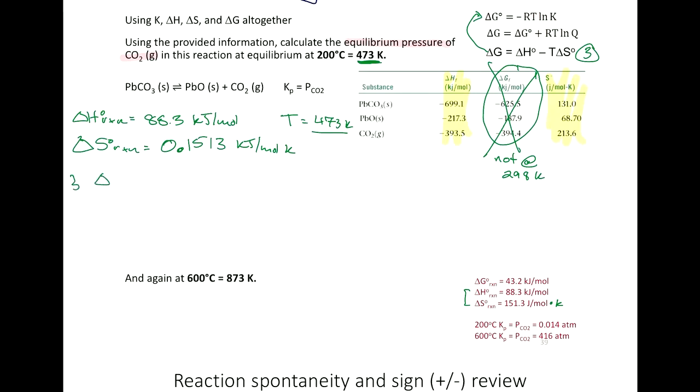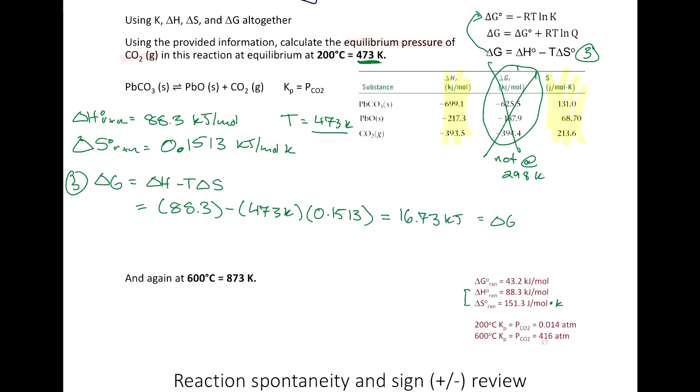So we're going to use equation 3 here, where delta G is equal to delta H minus T delta S. We'll plug in all those numbers. We have delta H, we have delta S, and I told you a new temperature. So we should get a different delta G value. This is equal to 88.3 kilojoules per mole, I'm just going to drop the unit, minus 473 Kelvin times that delta S value, 0.1513 kilojoule per Kelvin. And so we get a number like 16.73 kilojoules. This is delta G. And note how I didn't put delta G naught, because this delta G is not at standard conditions. It's at a different temperature, so I'm not putting the naught there.